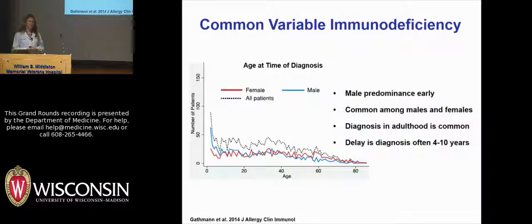What the authors also note here is that there's quite a delay to the time of diagnosis. In this study, it was approximately 4 years from the first symptoms until the patients were diagnosed. But other studies have shown 10 years, for example, of how long it takes to diagnose this disease in adults. And part of it is not recognizing that primary immunodeficiencies can present later in adulthood.